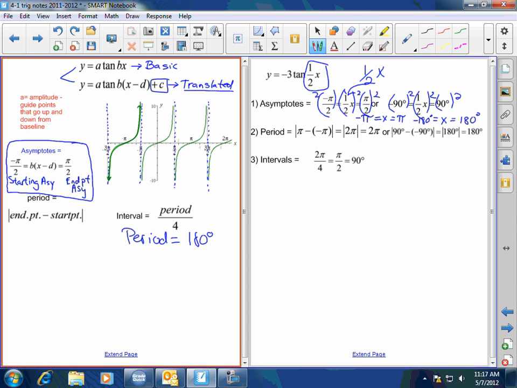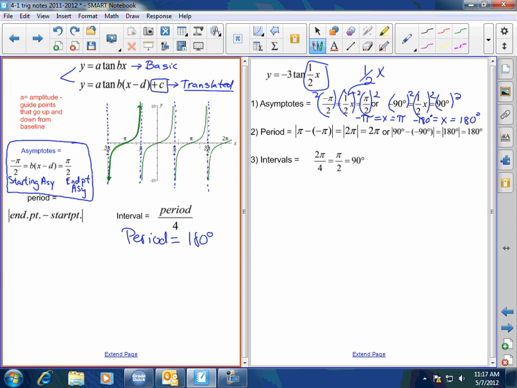So the graph will never pass the asymptote, but can it be on it? No. Third time I've said this. The tangent graph will never be on or past the asymptote. Ever. Thank you, sir.